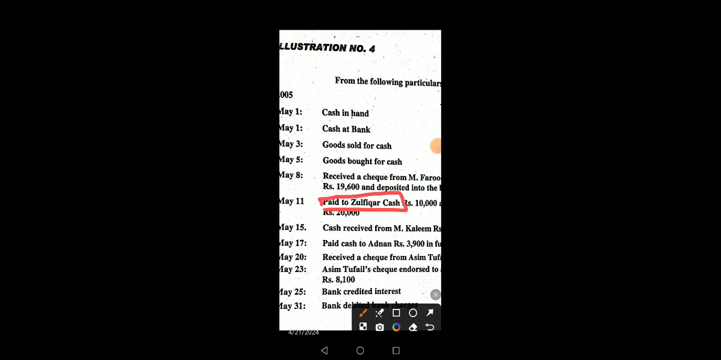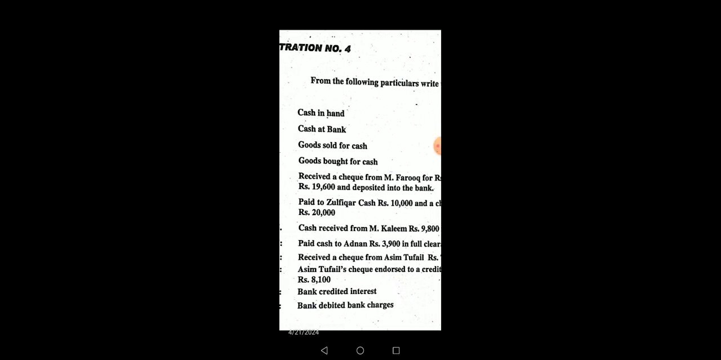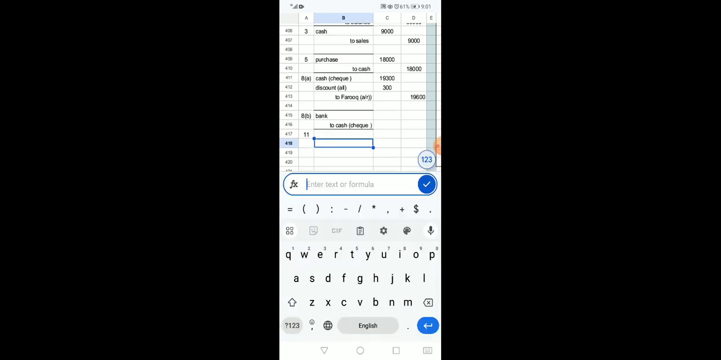Okay, first, at the first step, we will record that we paid Zulfikar in cash. When you are paying cash, what would happen? Your cash in hand would decrease. If cash in hand is decreasing, it means your asset is decreasing. An asset decrease should be mentioned on the credit side. You have paid cash, so you will mention cash over here on the credit side, because your cash is decreasing.